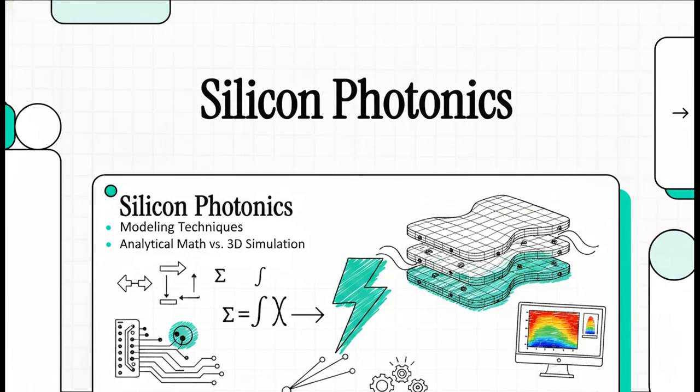Have you ever wondered how we actually achieve those mind-blowing high-speed, low-power internet connections? Well, to push the physical limits of data transmission, engineers rely on a pretty fascinating clash of methods. Incredibly fast analytical math versus heavy-duty 3D simulation. Today in this explainer, we're decoding the engineering magic that makes microscopic optical chips and modern internet speeds absolutely possible.